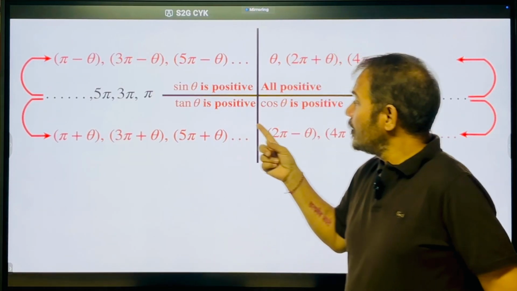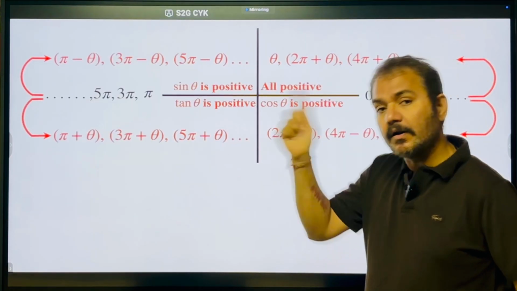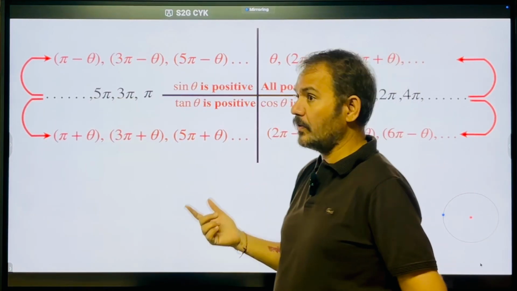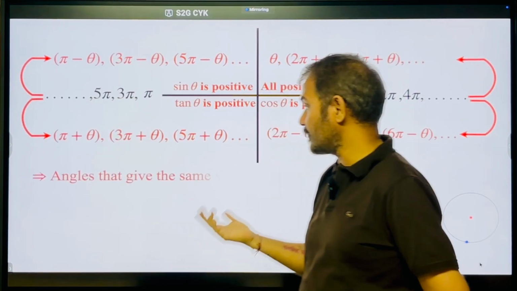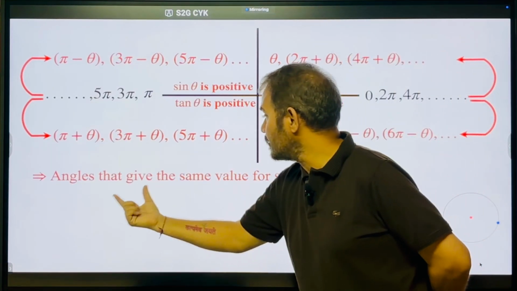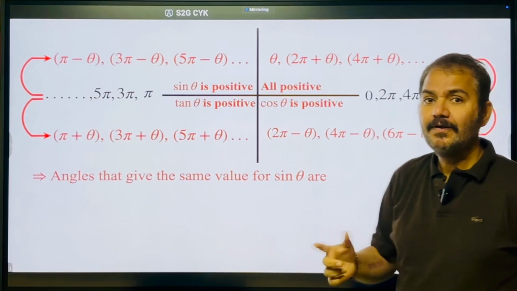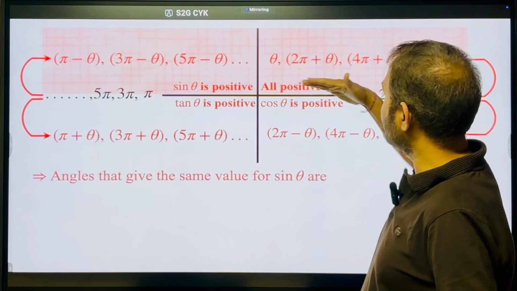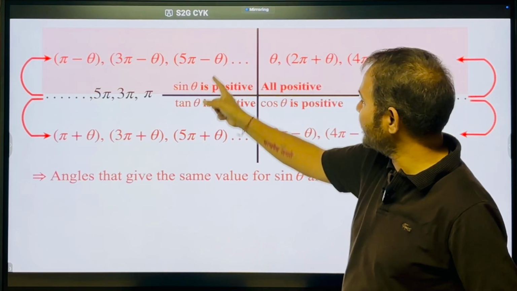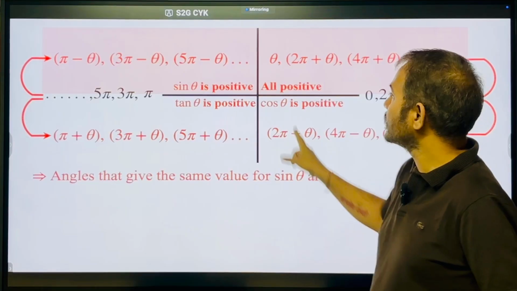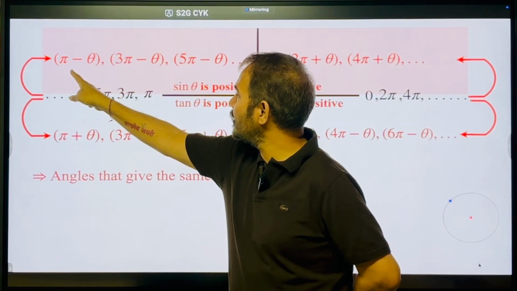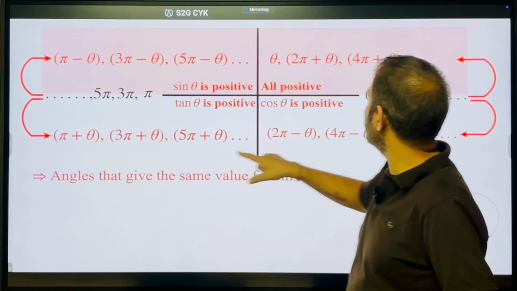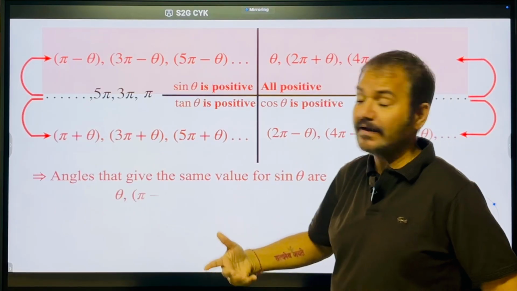Right? Now, coming back to our question, sine theta is equal to 1 upon 2. So one value of theta is sine inverse 1 upon 2, that is pi by 6. How about other angles that give the same value for sine theta? For this, remember one more thing. Where is sine positive? Sine is positive in the top layer, that is the first quadrant and the second quadrant. One value is theta. The next value is going to be pi minus theta. Next will be 2 pi plus theta. Next will be 3 pi minus theta. Next will be 4 pi plus theta, and so on.